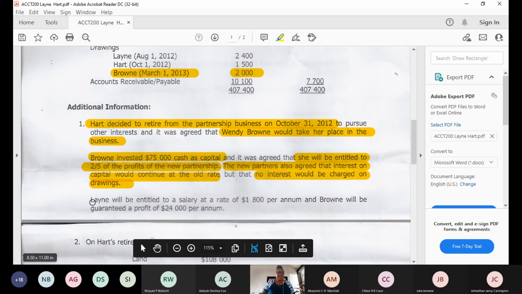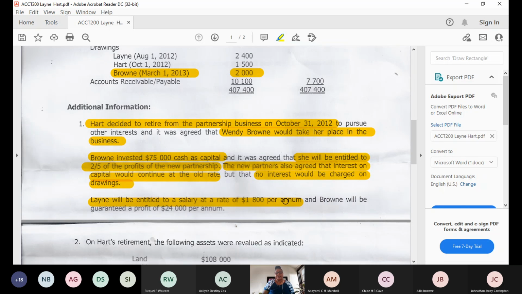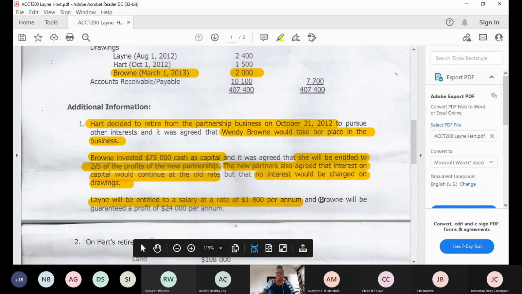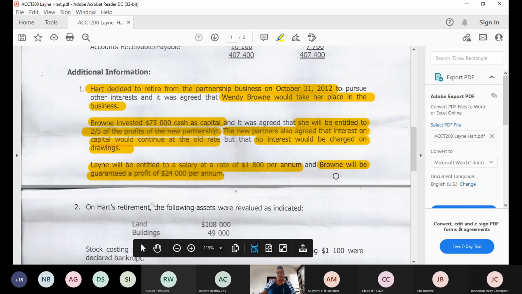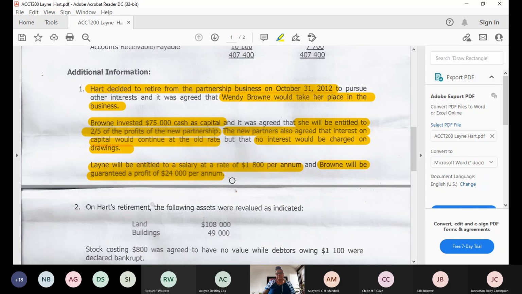Then you will look at it and say Lynn will be entitled to a salary at a rate of $1,800 per annum. So this is the new partnership. Under the old partnership, Lynn was not getting a salary. But under the new partnership, she is being entitled to $1,800 per annum. And Brown, what is happening in the new partnership? Brown will be guaranteed a profit of $24,000 a month. Sorry, per annum. So Brown also has a guaranteed profit of $24,000 per annum.